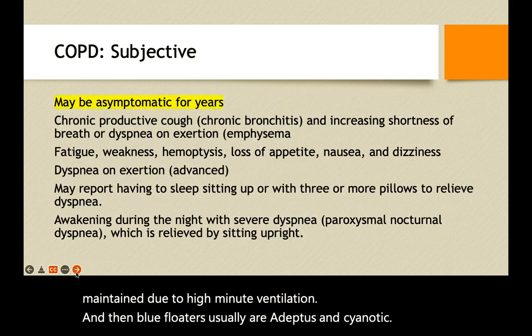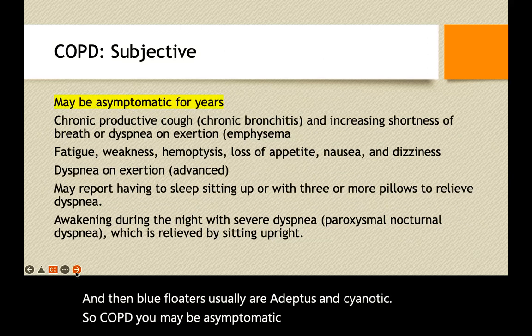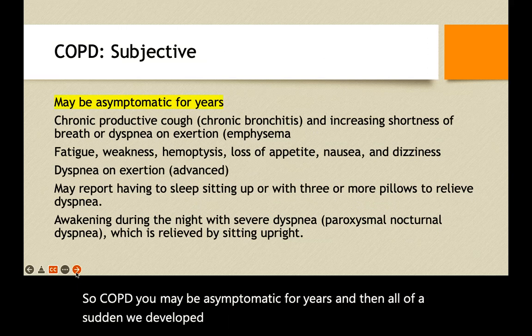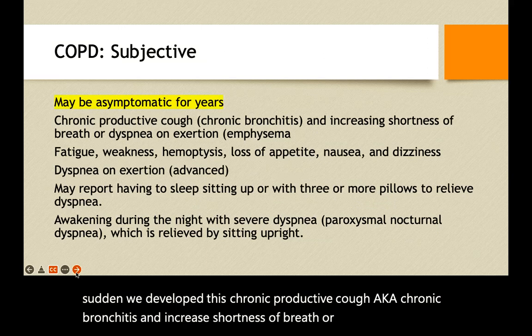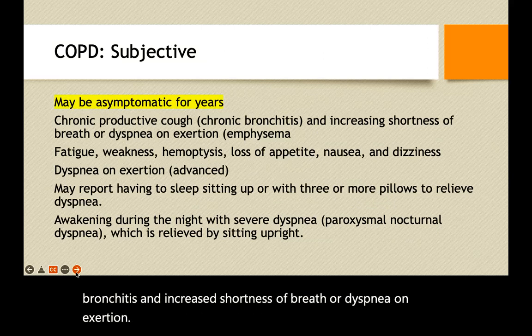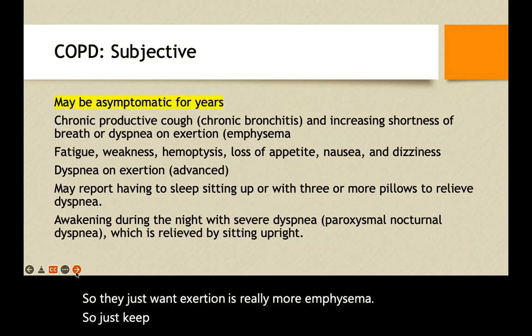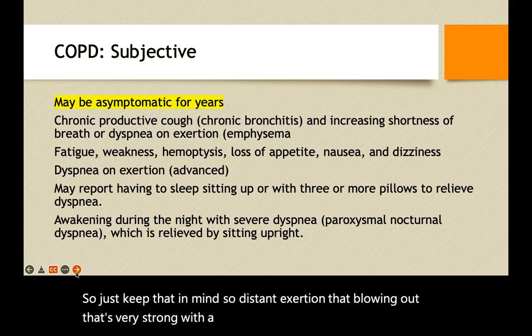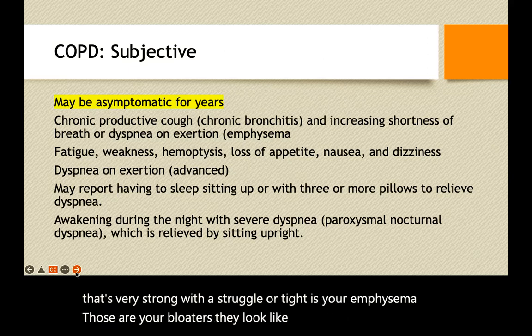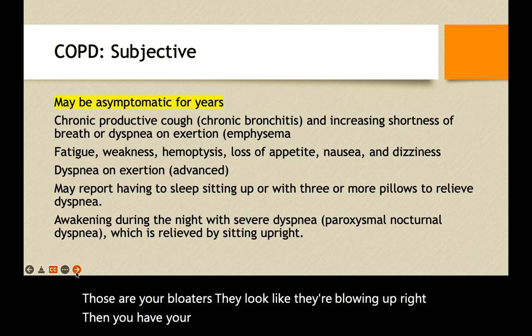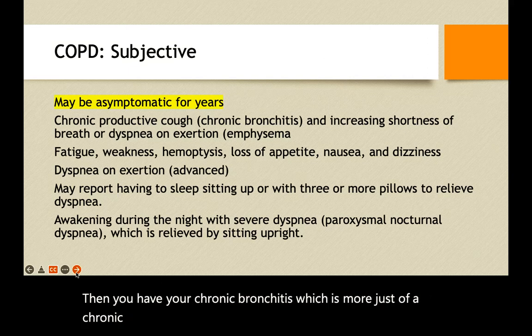So with COPD, you may be asymptomatic for years, and then all of a sudden you develop this chronic productive cough, aka chronic bronchitis, and increased shortness of breath or dyspnea on exertion. So the dyspnea on exertion is really more emphysema. So just keep that in mind. So dyspnea on exertion, that blowing out, that's very much a struggle or tight, is your emphysema. Those are your bloaters. They look like they're blowing up, right? Then you have your chronic bronchitis, which is more just a chronic productive cough. But again, that falls under the realm of COPD.